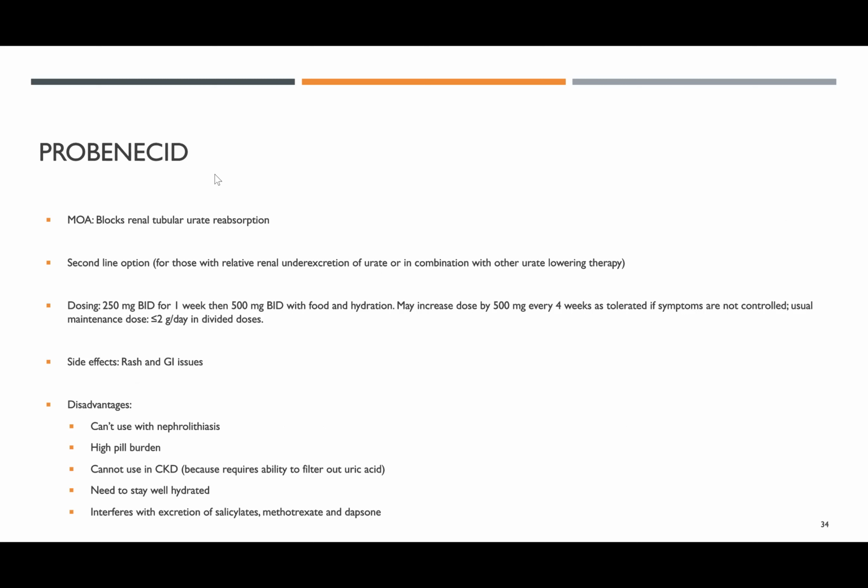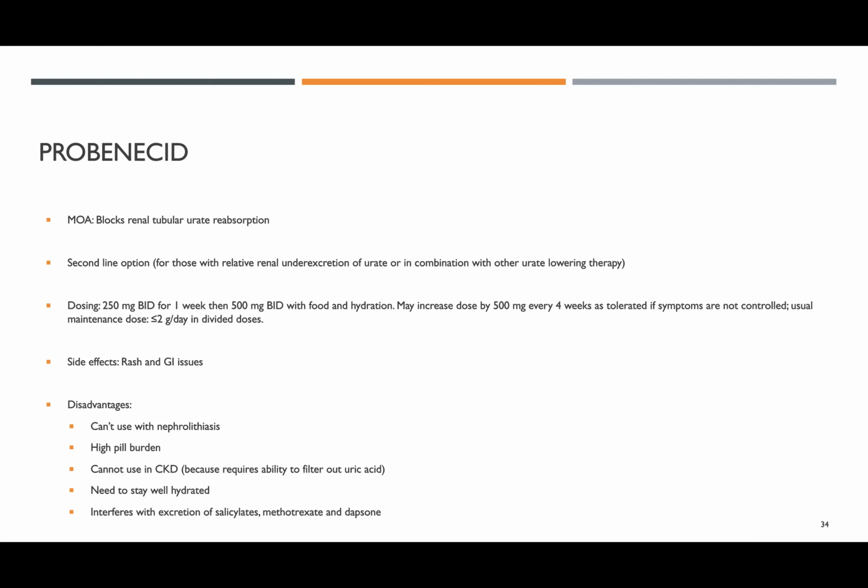Another urate agent is probenecid. It blocks the renal tubular reabsorption of urate. It's second line in people who have relative underexcretion, or it can be used in combination with allopurinol or febuxostat. Dosing is put there. I know I'm short on time, so I want to keep it going.